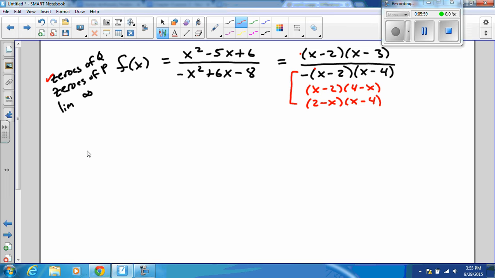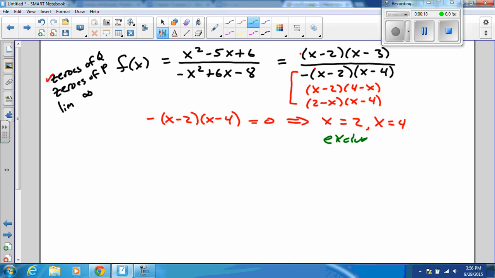Now that we have it in factored form, I'm going to first find the zeros of Q. So I'm going to set the denominator, negative of x minus 2 times x minus 4, equal to 0, which gives us two solutions, x equals 2 and x equals 4. These are the excluded values.